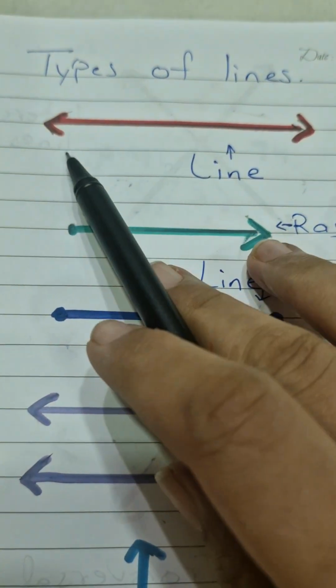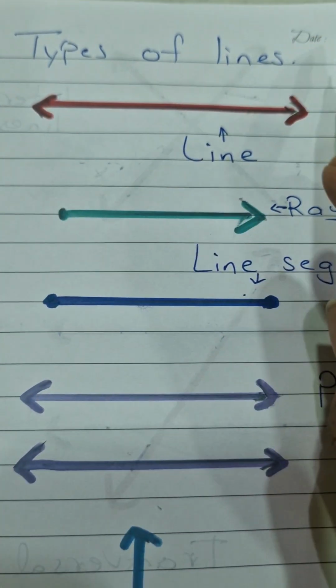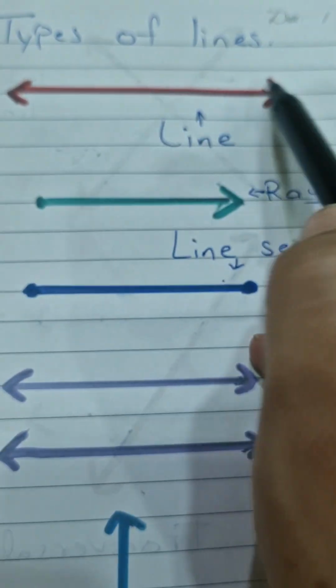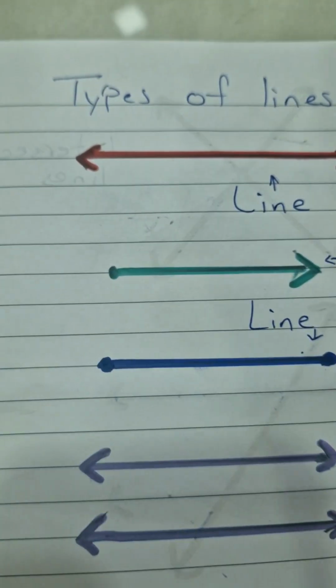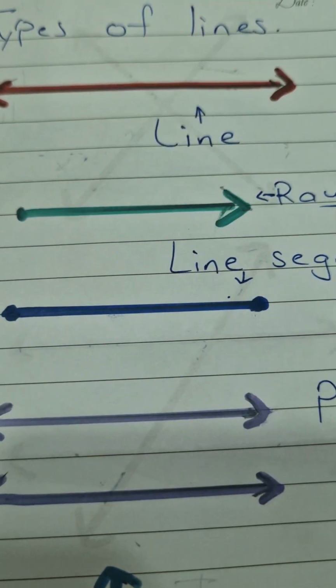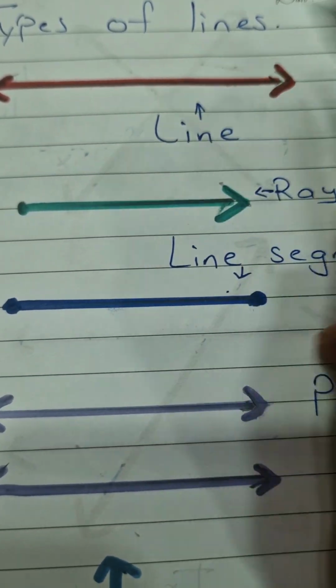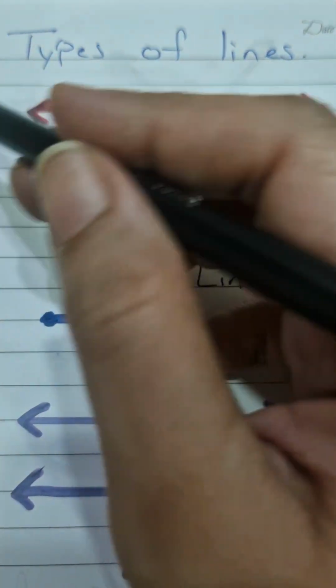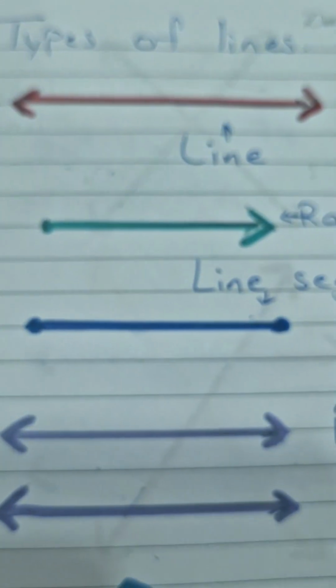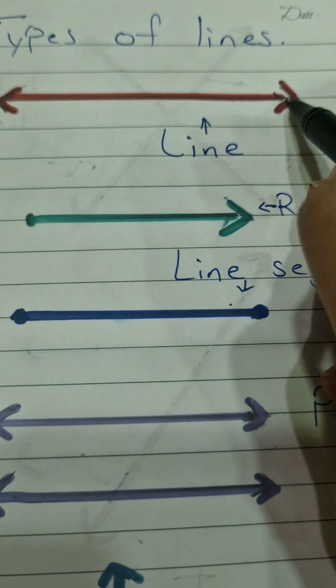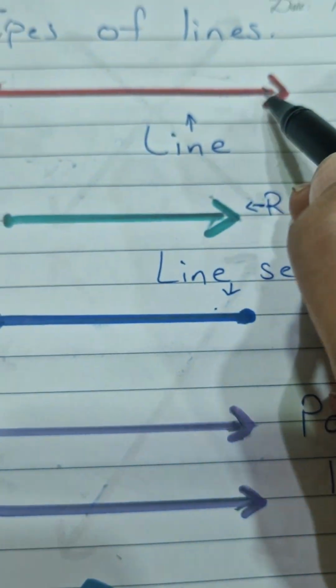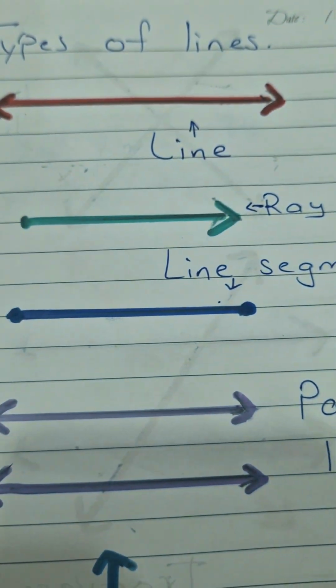Okay, so the first line you can see is a simple line. These two arrows say that this line has no ending. It can go both sides infinitely, endless points. This can go this side and this can go this side. There is no ending in this line. So if you see these two arrows, children, it means the line has no end.